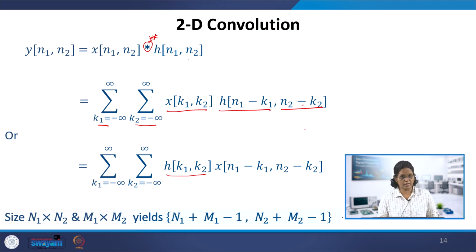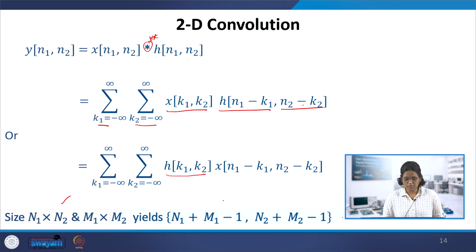So both will result in the same. So these are the ways in which this 2D convolution can be performed. The size of the first sequence is n1 into n2. Here we mean that n1 by n2 is the size of the first 2D signal, and m1 into m2 is the size of the second 2D sequence. One is n1 cross n2, the other m1 cross m2.